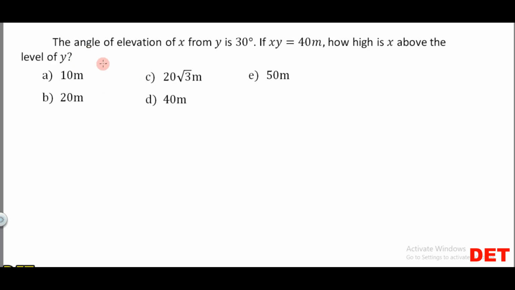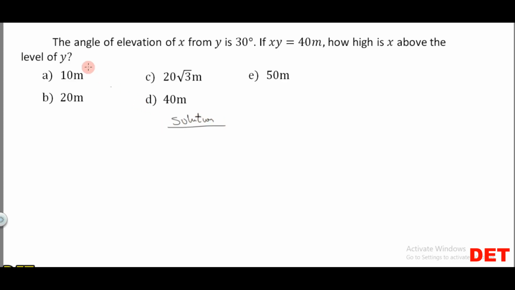Alright, so here we're going to look at this question. The question that I have here is, the angle of elevation of x from y is 30 degrees. If xy is equal to 40 meters, how high is x above the level of y? And we're given these options. So let's put the solution here.